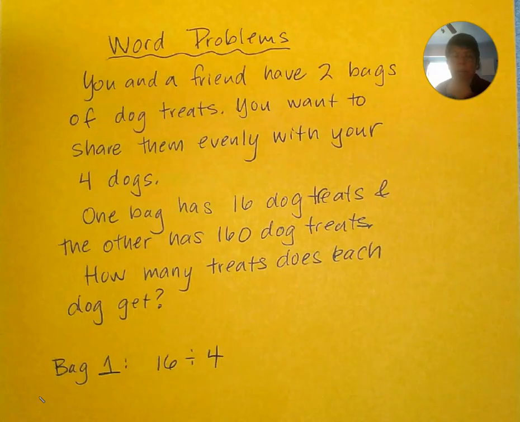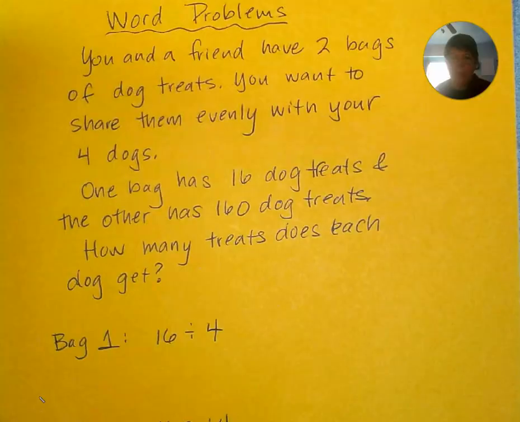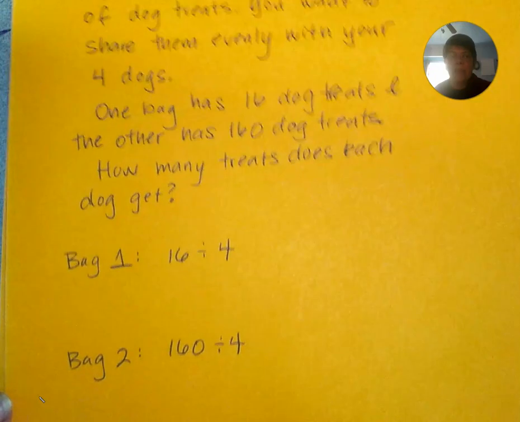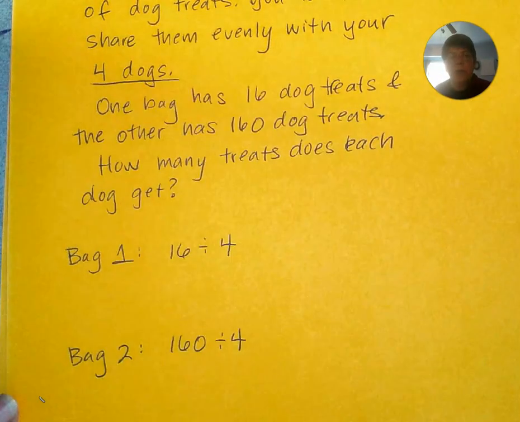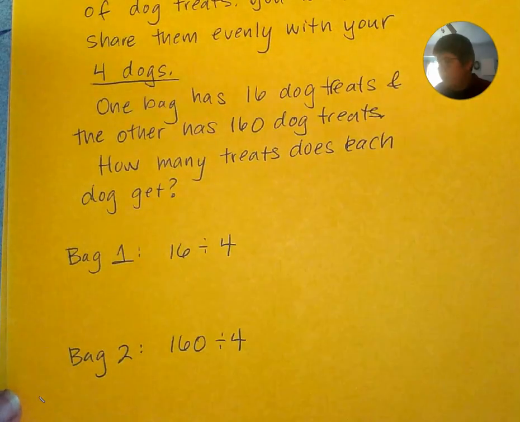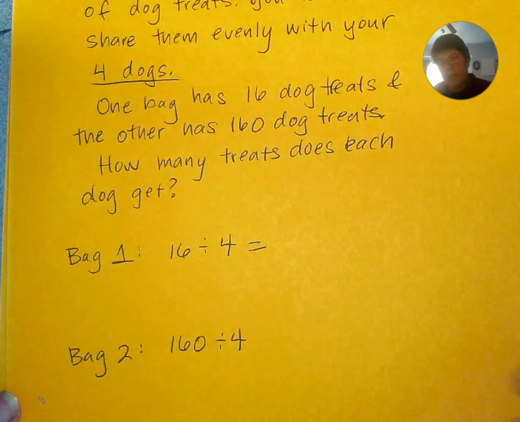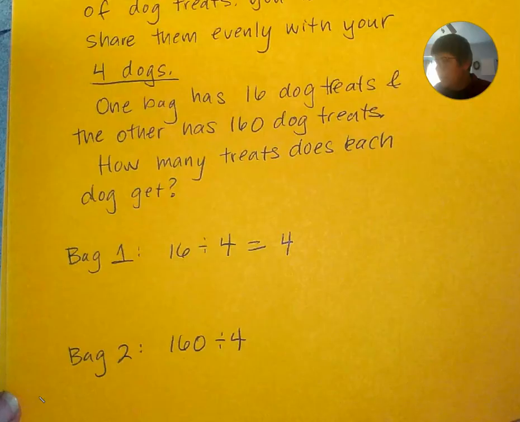Okay? One bag has 16 dog treats. And the other bag has 160 dog treats. How many treats does each dog get? So we have our 4 dogs, right? So we're dividing it by 4. So 16 divided by 4, if you know your times tables or you're using a times table chart, 4 times 4 is 16. So 16 divided by 4 is 4.